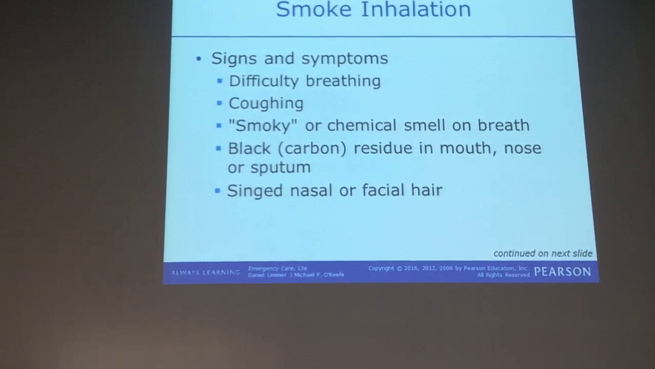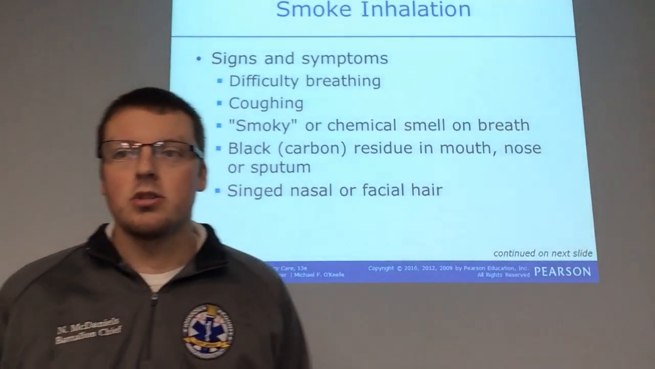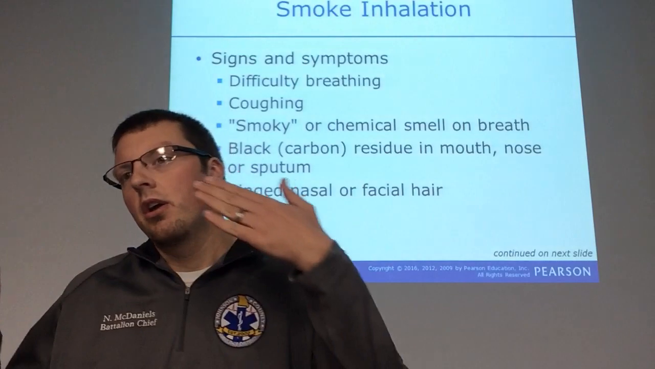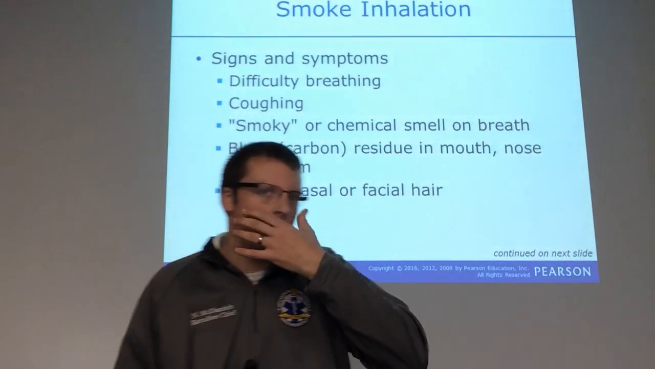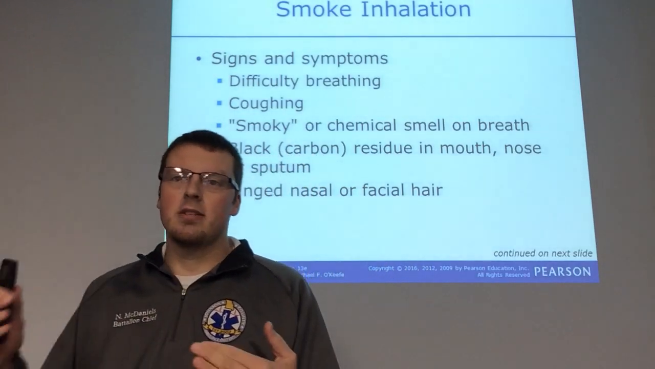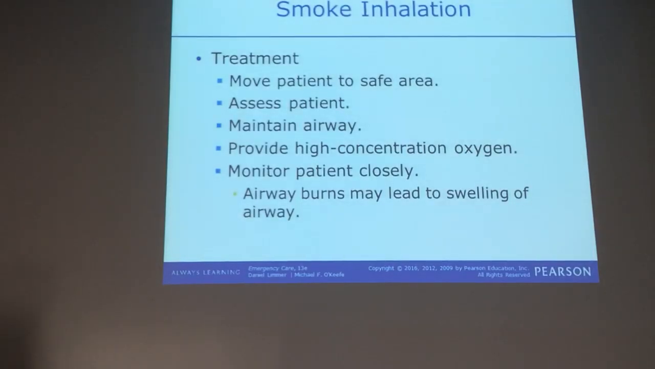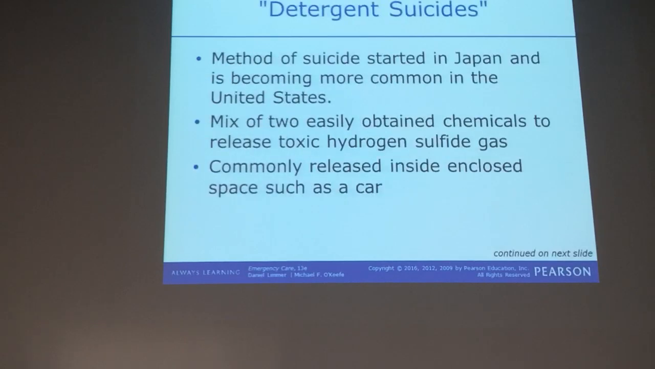So you need to be meeting with an ALS intercept or getting to a facility quickly so that they can treat that appropriately. So if you see facial marks, you see black singed hairs, any of that stuff, you need to get them to a hospital quickly or get to an ALS intercept so that they can take care of airway interventions. Move the patient to a safe area, assess the patient, maintain the airway, provide high concentration O2. Airway burns may lead to swelling, that's what I'm talking about, right? So we need to get them to an ALS intercept as quick as possible.